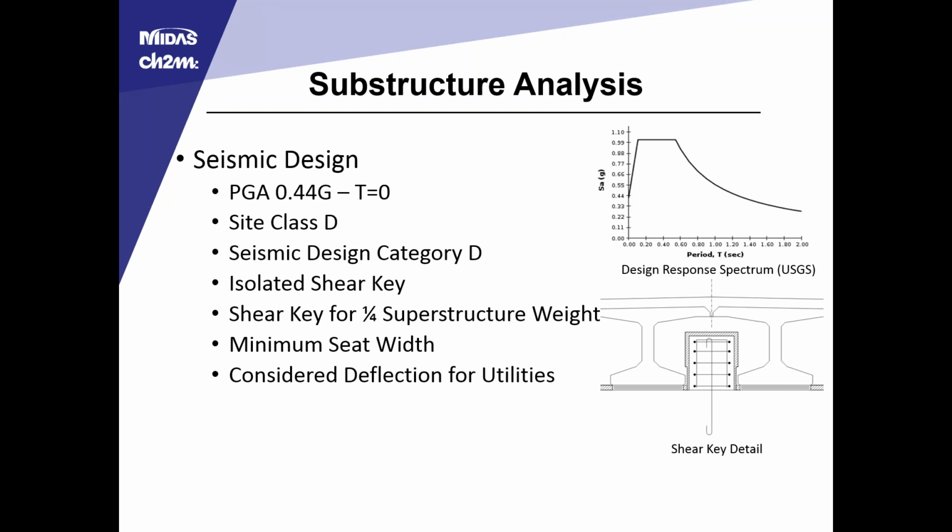An overview on the seismic design: the peak ground acceleration was 0.44 g, and that was based on the assumption that the period was 0.